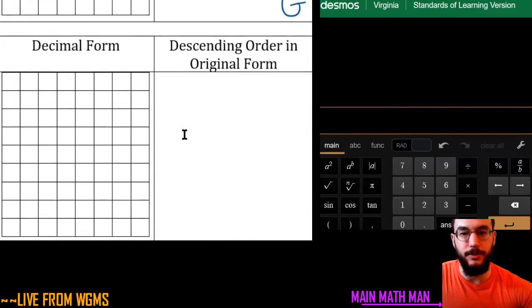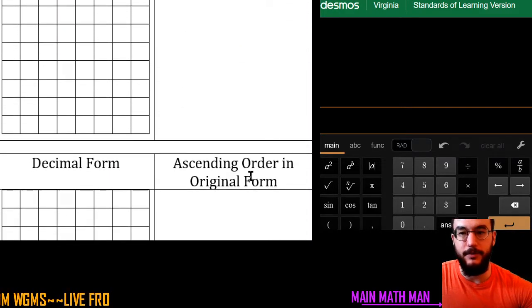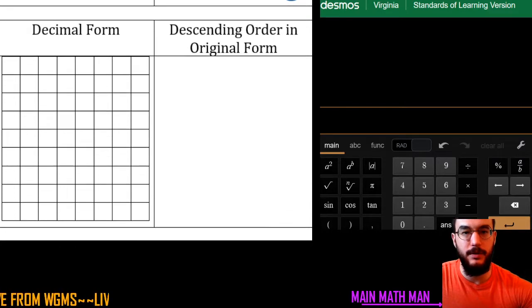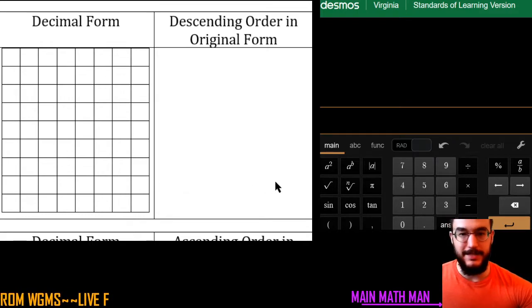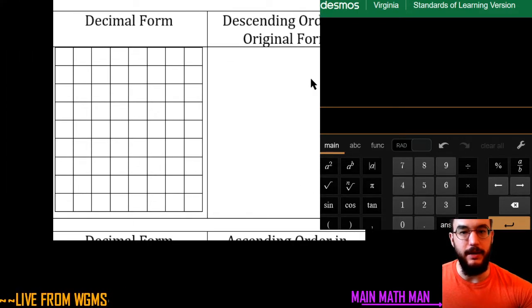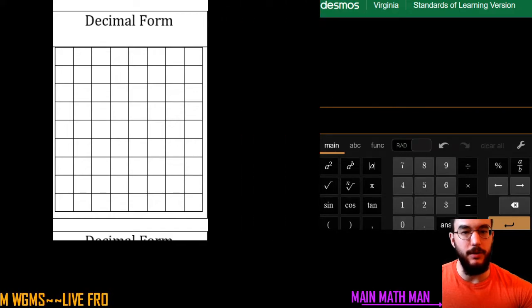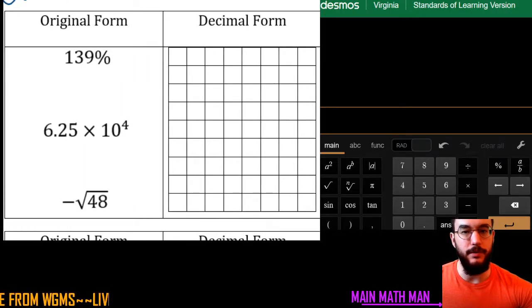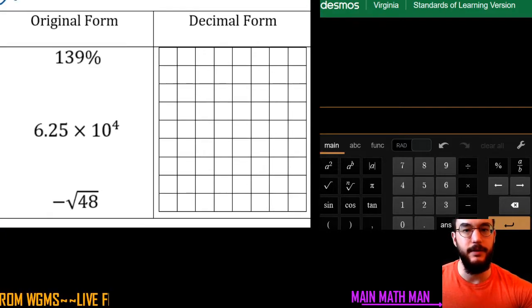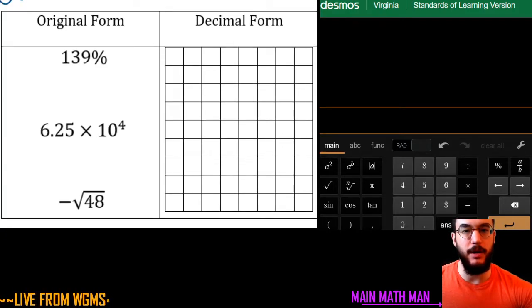Alright, so let me scroll down and I'll line it up for ourselves, if that's possible. So let me have for this one, same kind of setup. You want to make sure that you have your grid in the middle, because we're going to change it to a decimal first, and then we're going to order them next.